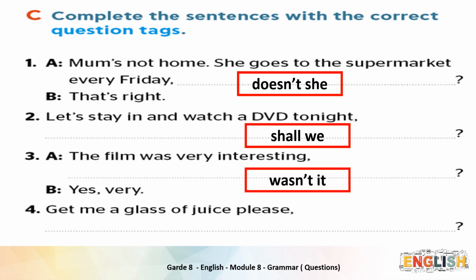4. Get me a glass of juice, please. Get, it's an imperative sentence, right? Good for you. Will you? Okay, I hope that you got all the correct answers.